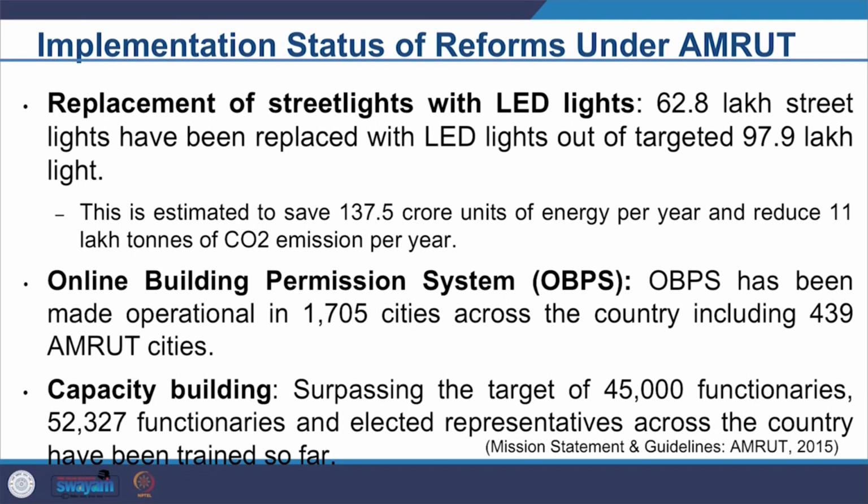Online building permissions, OBPS, has been made operational in 1,705 cities across the country, including 439 AMRUT cities. Capacity building has surpassed the targets of 45,000 functionaries; 52,000 functionaries and elected representatives across the country have been trained so far.